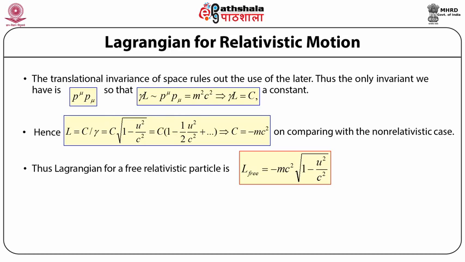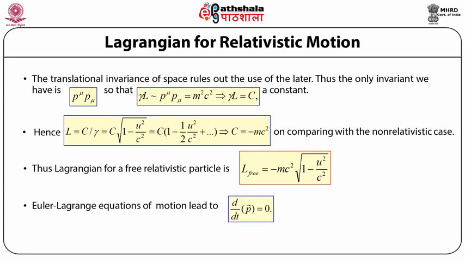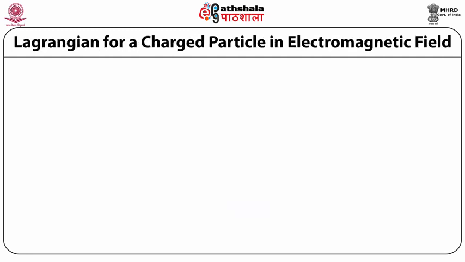On applying the Euler-Lagrange equation to the above Lagrangian, we obtain the equation of motion of a particle, that is d by dt of m gamma u is equal to 0, or dp by dt is equal to 0.